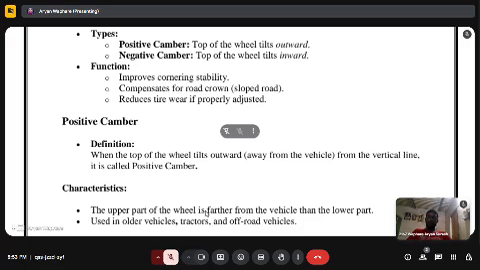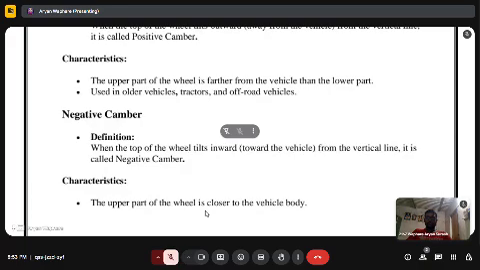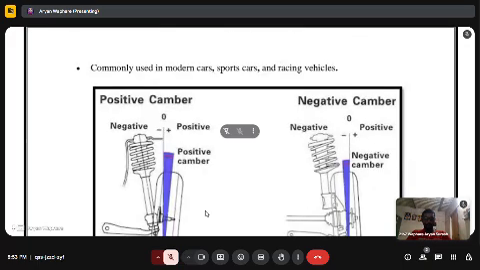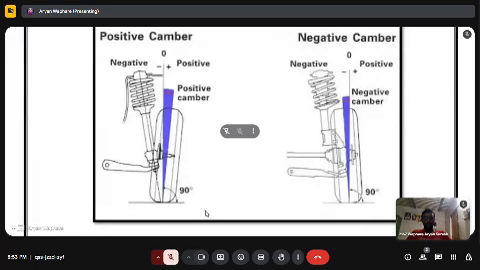Negative camber. Negative camber is defined as when the top of the wheel tilts inwards from the vertical line. Characteristic: the upper part of the wheel is closer to the vehicle body. Commonly used in modern cars such as sports cars or racing vehicles. As we see another schematic related to positive and negative camber, there is a certain difference we can see between positive and negative camber.